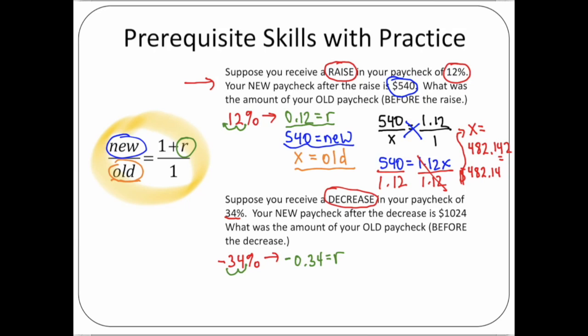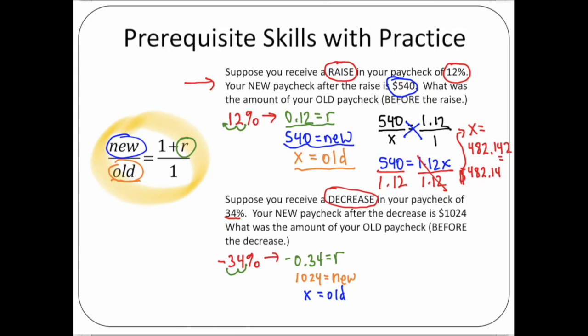And say your new paycheck after the decrease is, so we have this business of new, which is going to be, I'm keeping the colors the same, $1,024. That is the new paycheck. And what is the amount of the old one? The old one is going to be X. We don't know what that is. We want to find out what that old higher paycheck is going to be.